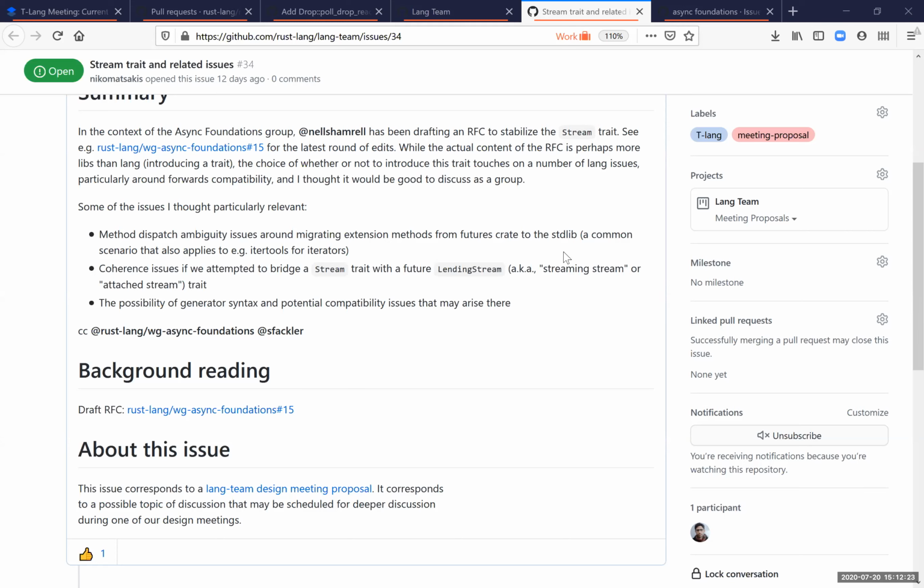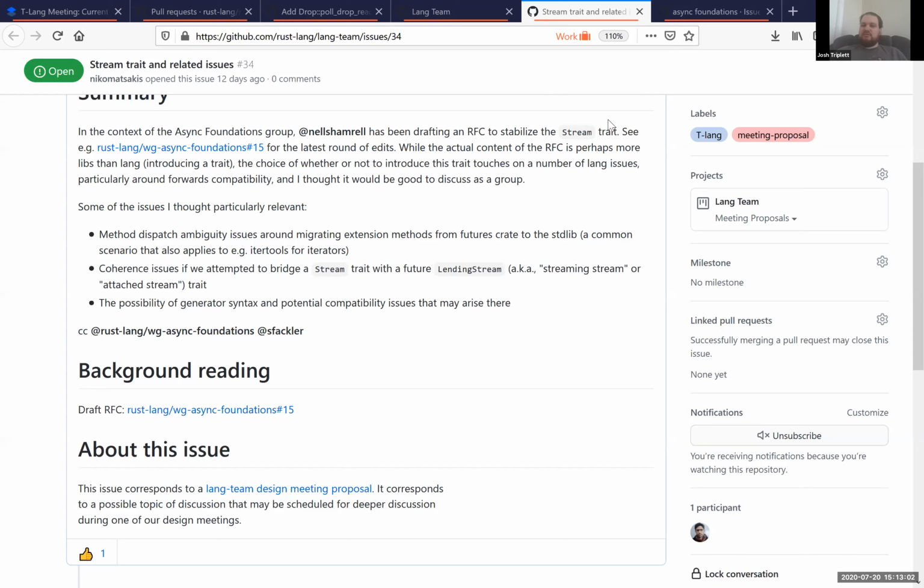But the problem is, if you do that, you run into these coherence issues where you can implement lending stream for any type that implements stream, and you can implement lending stream for any box of another lending stream, let's say. But then that creates two routes. If you have a box of a normal stream, there are two ways for it to implement lending stream. You can either wrap the box of stream as a lending stream, or you can have it wrap the stream into a lending stream and then have a box of lending stream. If you see, there's like a commutativity diagram thing happening here.